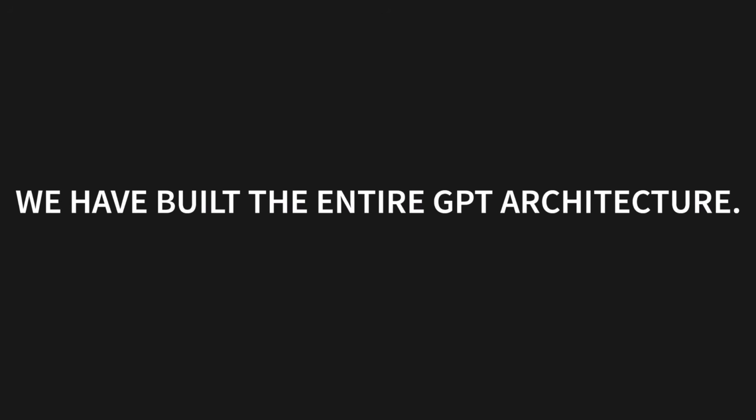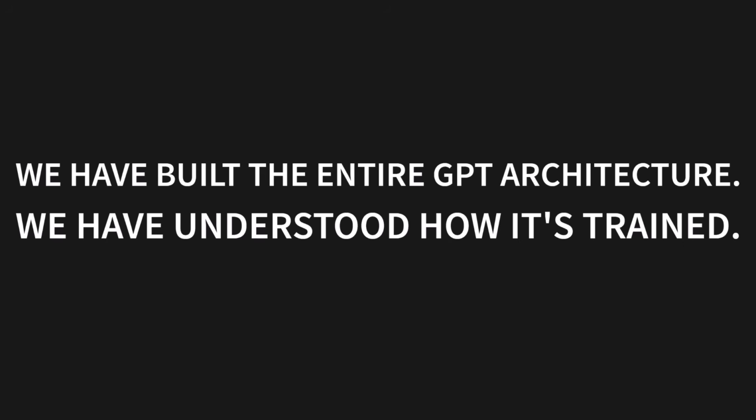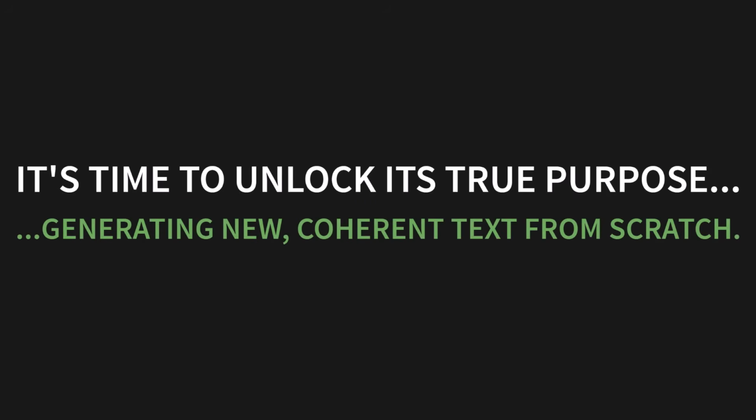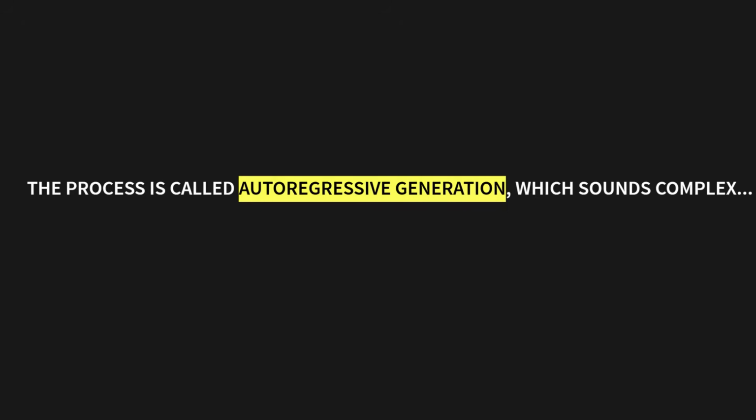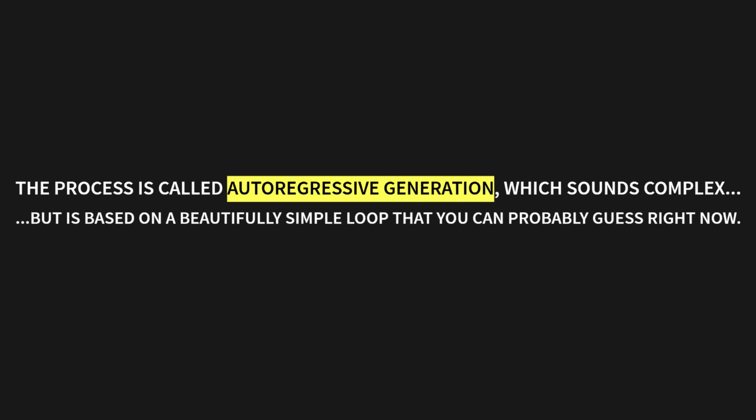We have built the entire GPT architecture. We have understood how it's trained. Now it's time for the payoff. It's time to unlock its true purpose, generating new, coherent text from scratch. The process is called Autoregressive Generation, which sounds complex, but it's based on a beautifully simple loop that you can probably guess right now. The core idea, the generation loop.